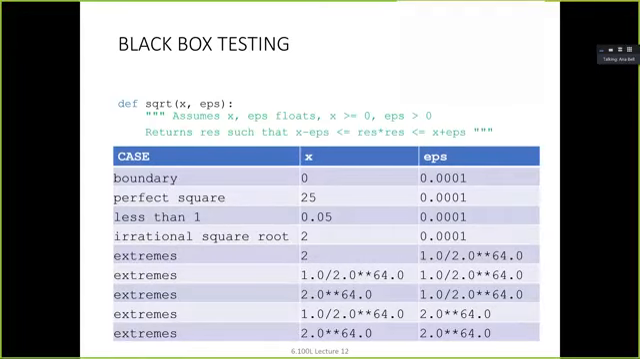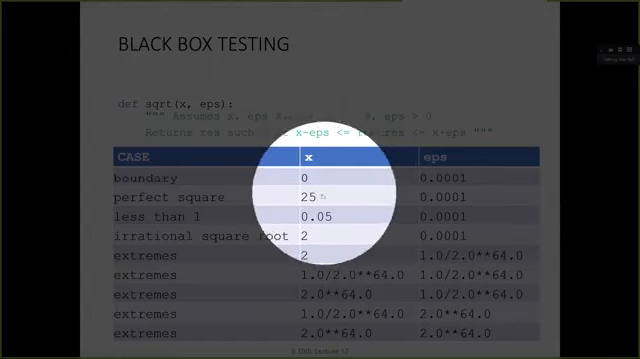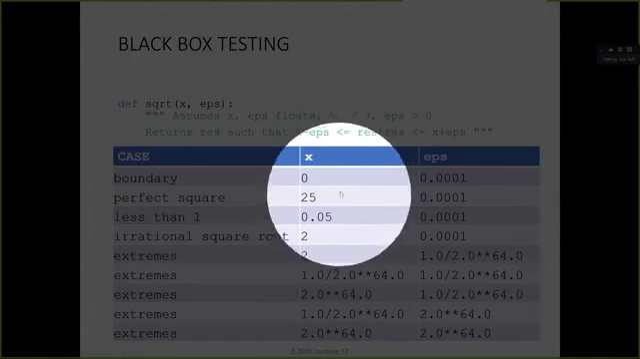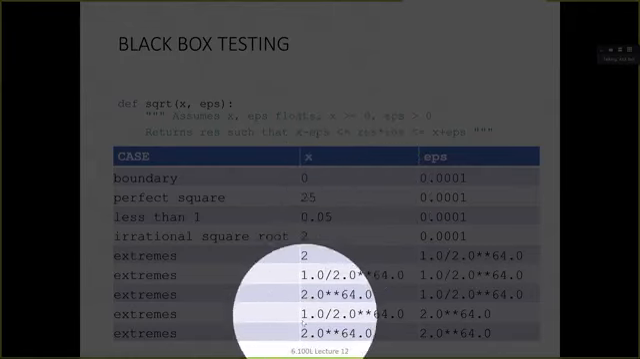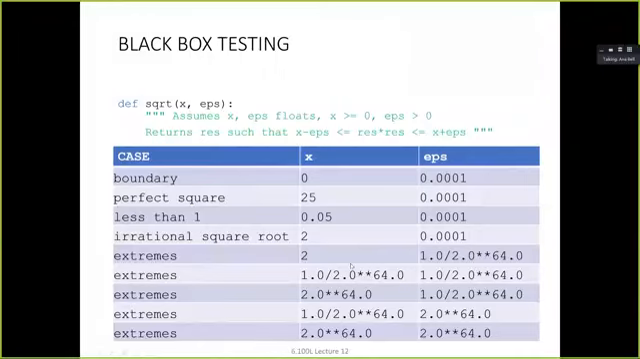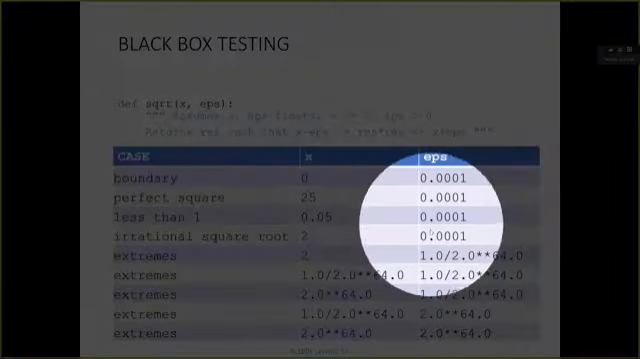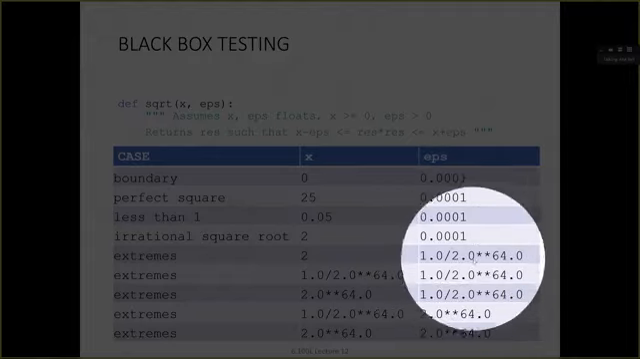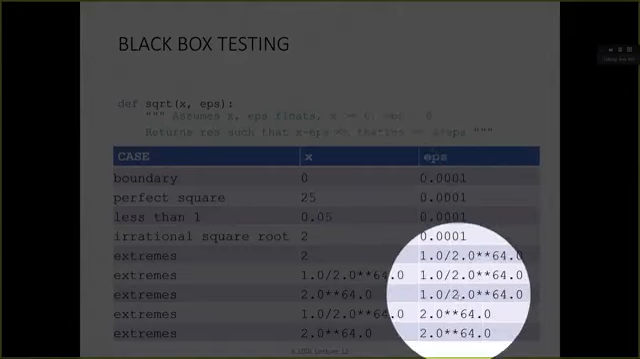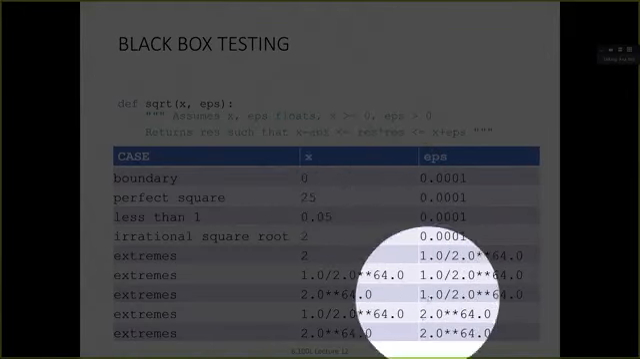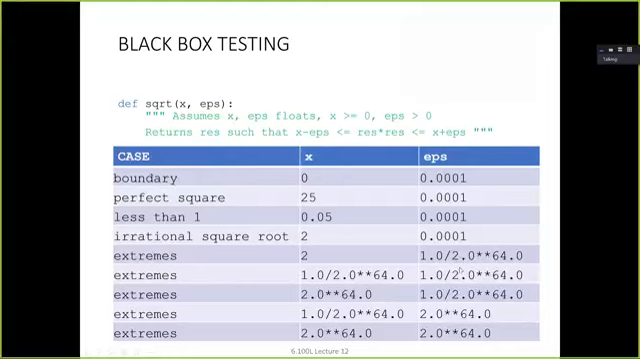And so for this particular function, here's a bunch of test cases that I would run it with, right? So obviously x being 0, perfect square, less than 1 are kind of nice ones to test. Irrational values, and then a bunch of extremes is also good to test. And then epsilon the same. We've got some reasonable values of epsilon and then some extremes. And we can even mix and match. We can have 0 and extremes epsilons and perfect squares and extremes epsilons and things like that. So lots more test cases than this, but this is a really good start.